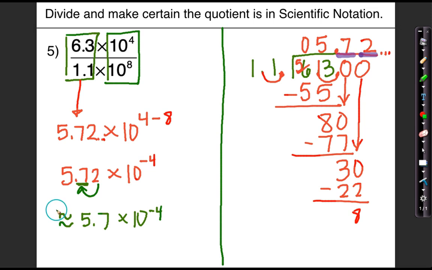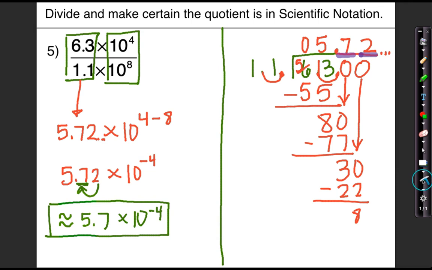Why? Because the answer didn't work out nicely. This is an approximation. I did have to round my answer. And I can go ahead and confidently say that this is my answer because it is in scientific notation. My coefficient is between 1 and 10.